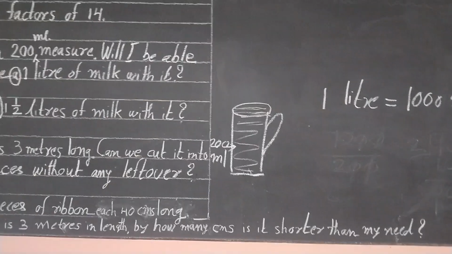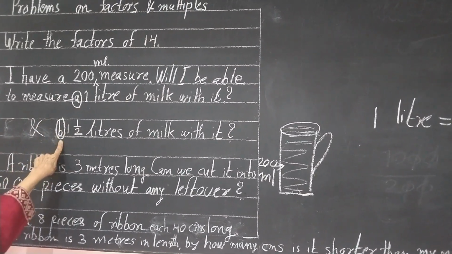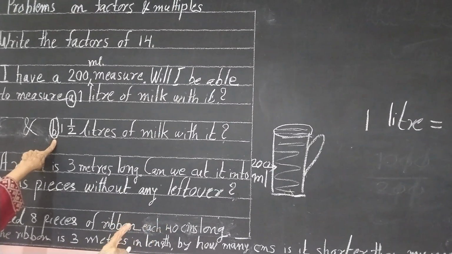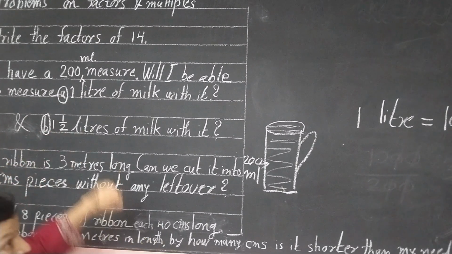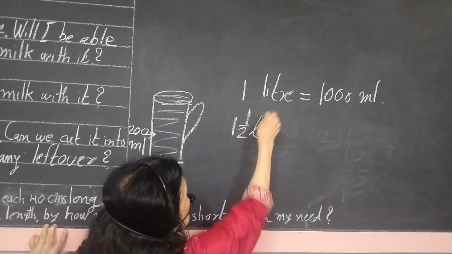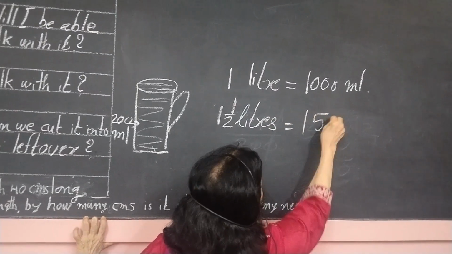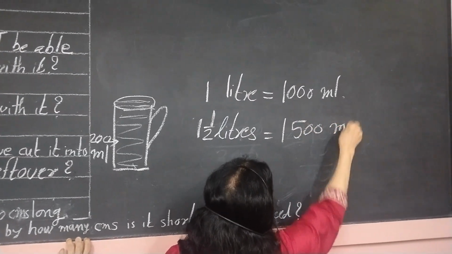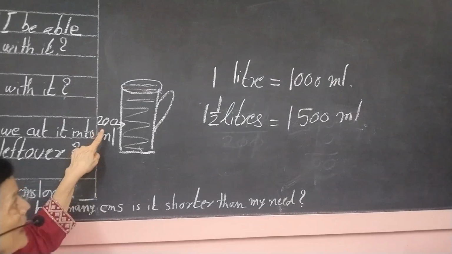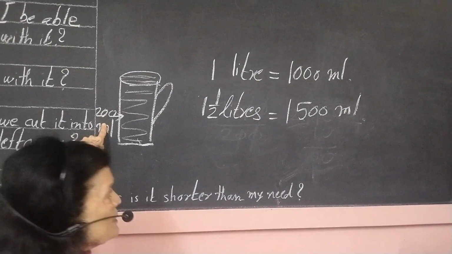So yes was the answer for A. Now we come to B. Whether with this type of measure, we can measure 1.5 liters. So 1.5 liters means 1500 ml. Now we have to divide this by 200 capacity and see whether exact division is possible.